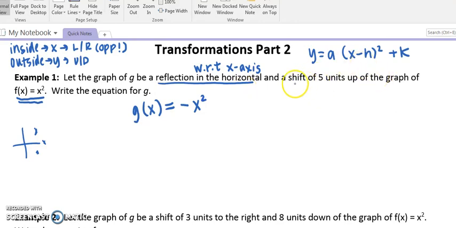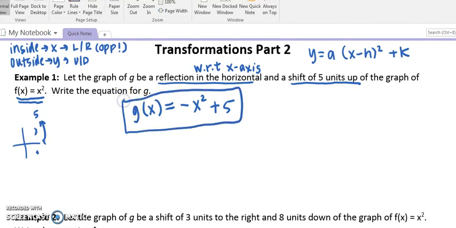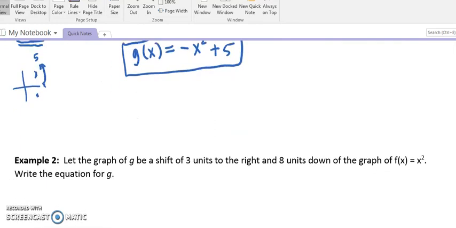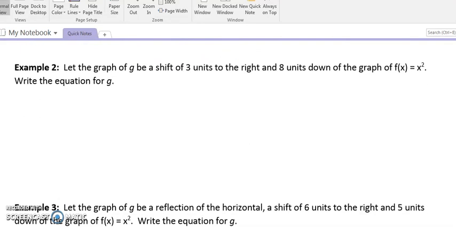But then it also says shift of 5 units up. If I'm going up 5 units, that's affecting my y value. If it's affecting my y value, it's going to be on the outside. So this would be negative x squared plus 5. That would be your new function for g. Remember, if I go too fast, you can always pause it, and you can also go back and rewatch.